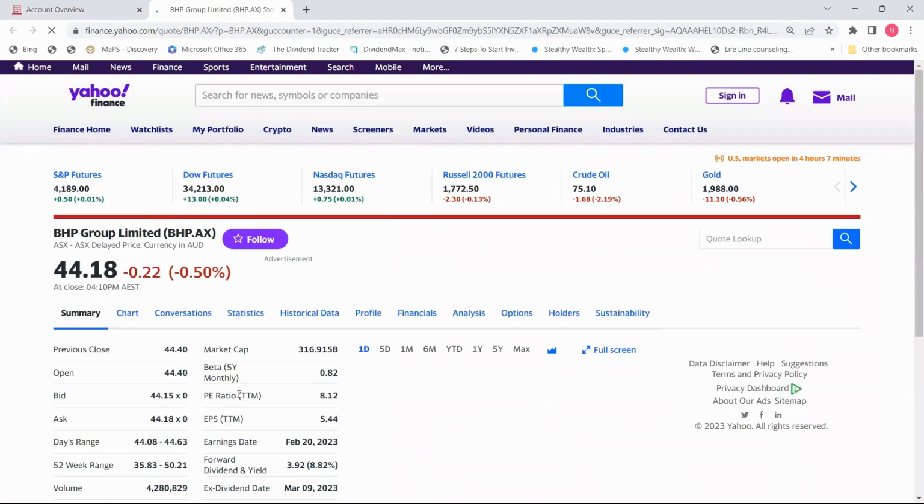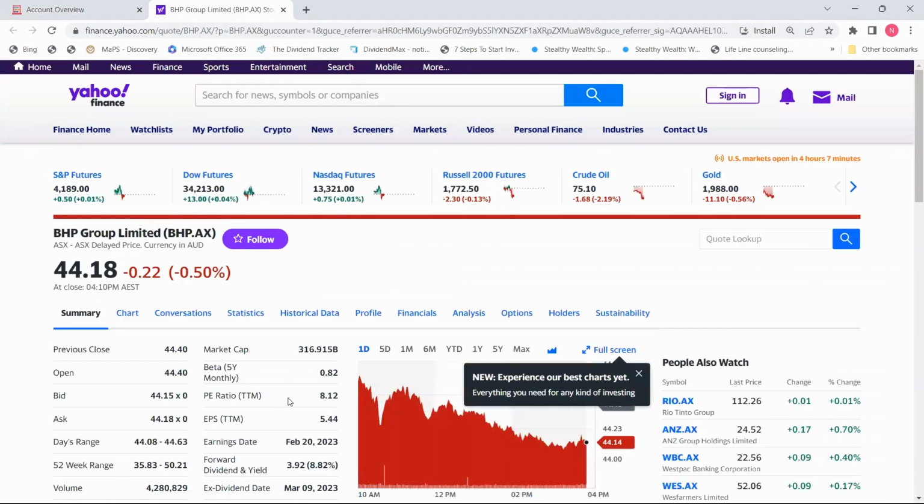You'll see here it says PE ratio. How is it calculated? They take the share price of BHP, which is 44 Australian dollars and 18 cents, and then the earnings per share, or the profit per share, is $5.44. The PE ratio is calculated by saying share price divided by the earnings.